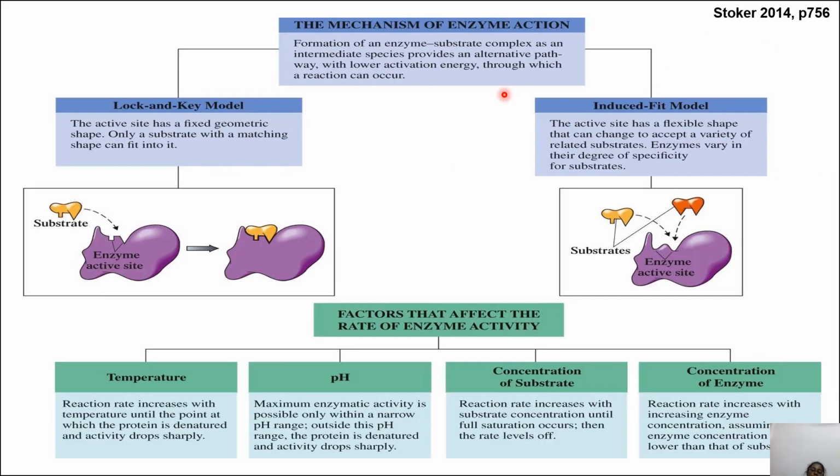Okay. So formation of an enzyme substrate complex as an intermediate species provides an alternative pathway with lower activation energy through which a reaction can occur. Either the lock and key model, where the active site is a fixed geometric shape and only a substrate with a matching shape can fit into it, or the induced fit model, where the active site is a flexible shape that can change to accept a variety of related substrates. So enzymes vary in their degree of specificity for substrates. And these are different factors that can affect the rate of the enzyme activity.